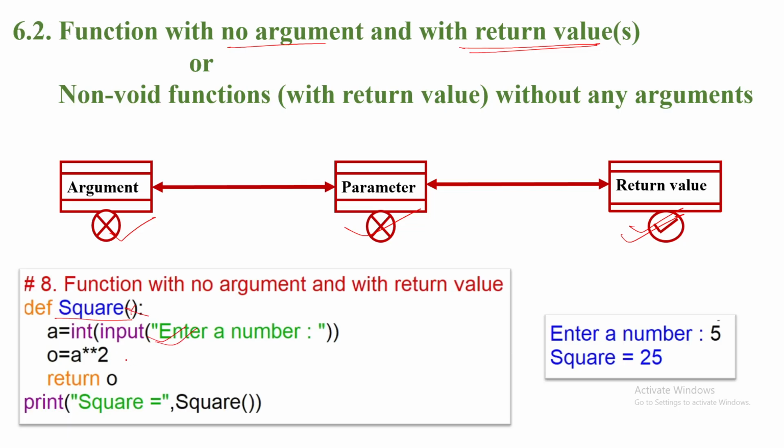then the formula, put it inside of the function header, that returns O. This O we will call because it is returning some value. Okay, so return O, and then in the print command "square equal to", and the function calling we will call inside of the print command.